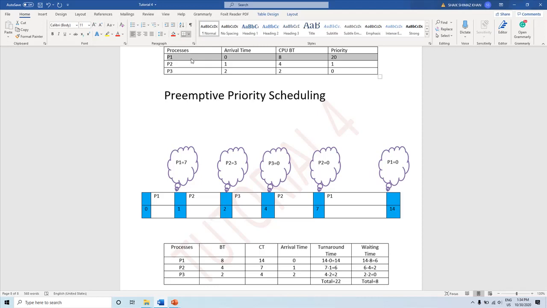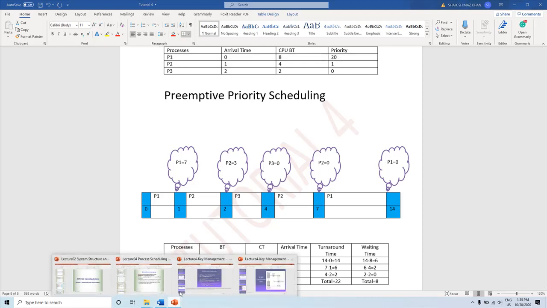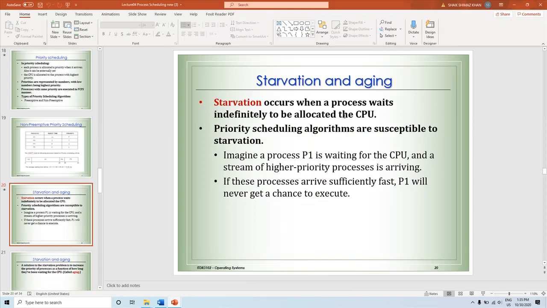The process with low priority, for example P1 in this situation, has to wait indefinitely. This issue is called starvation. Imagine a process P1 is waiting for the CPU, and a stream of high priority processes are arriving. If these processes arrive sufficiently fast, P1 will never get the chance to execute. It has to wait continuously.